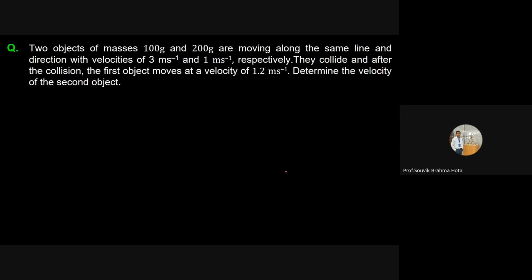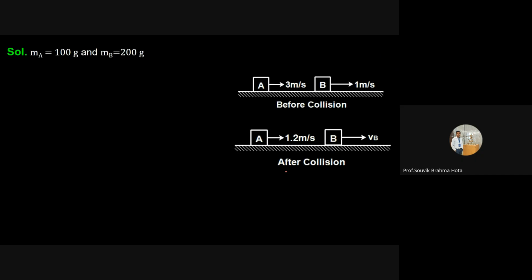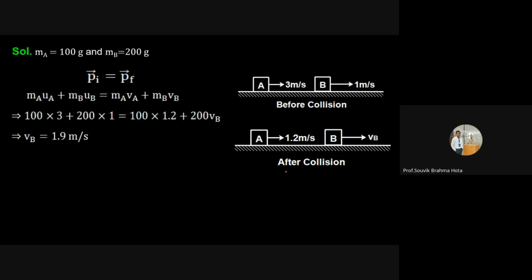So two objects of masses 100 gram and 200 gram are moving along the same line and direction with velocities of 3 meter per second and 1 meter per second respectively. They collide, and after the collision the first object moves at a velocity of 1.2 meter per second. Determine the velocity of the second object. So masses are given, velocities are given. Now you check: object A at 3 meter per second is moving towards B, which has 1 meter per second before collision. After collision, A will move with 1.2 meter per second. You need to find the velocity of B.